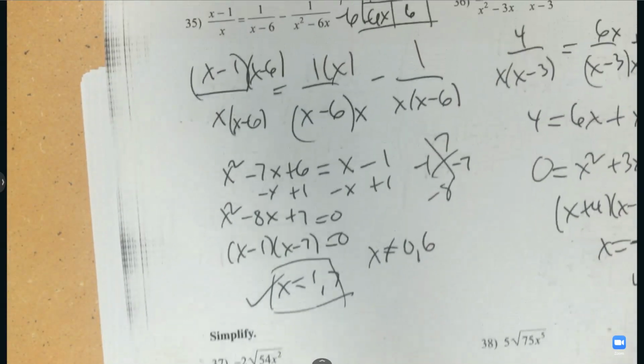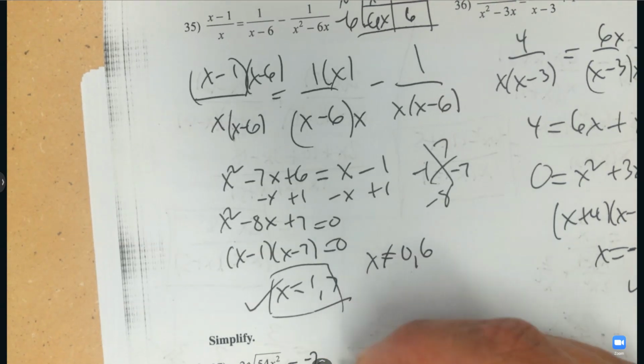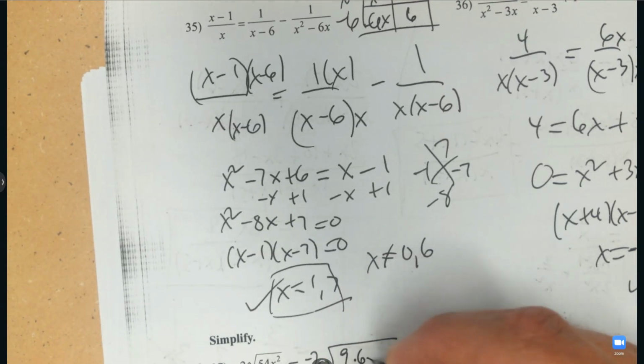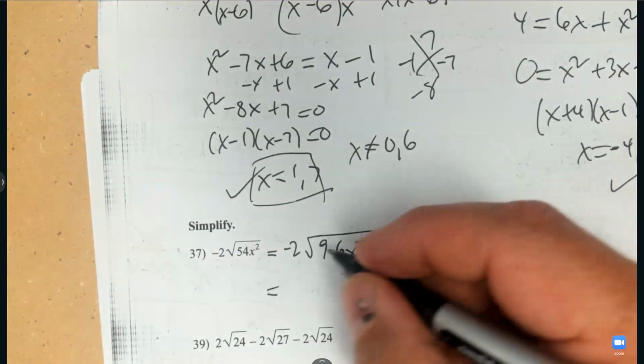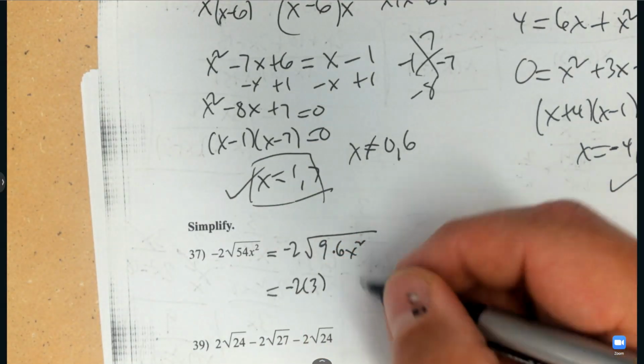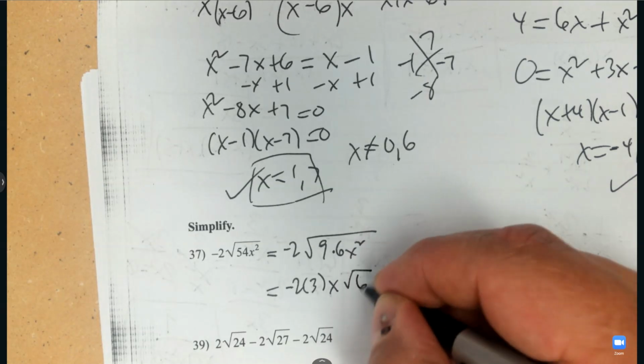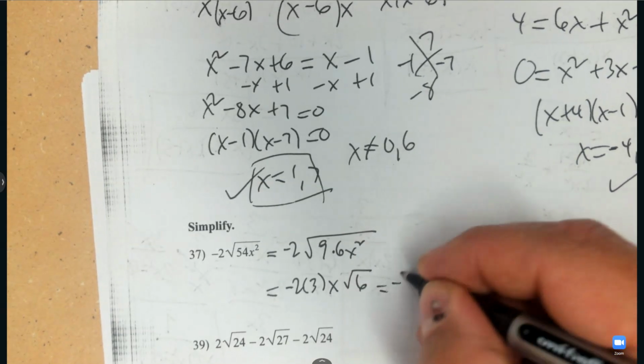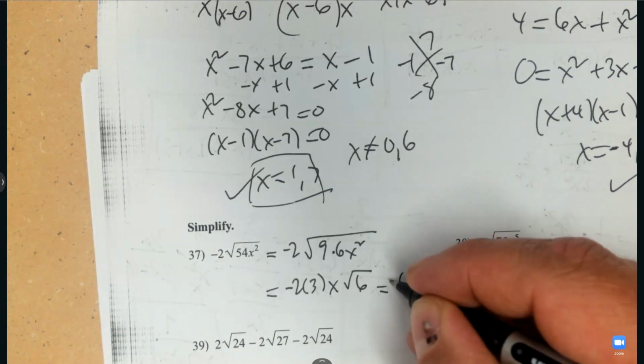All right, last part here. Radicals. Can you simplify a radical? So 54 is 9 times 6. X squared is perfect. The square root of 9 is 3. And the square root of x squared is x. And what's left over is 6. So if I put it all together, I have negative 6x, the square root of 6.